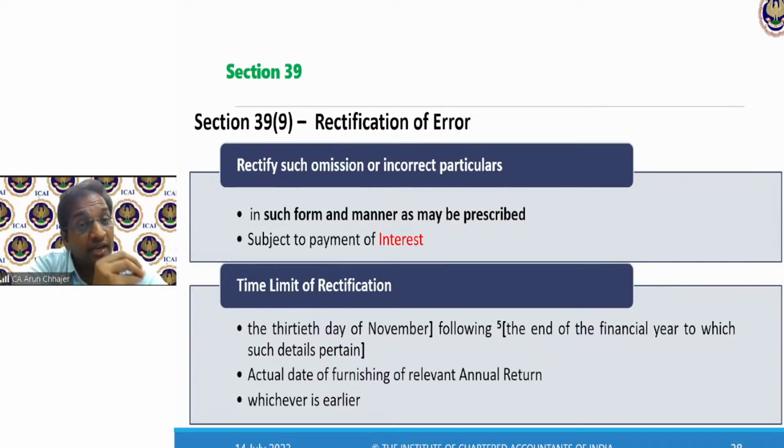But what is the last date to rectify the mistake? We are talking about section 39 GSTR 3B. What is the last date to rectify the mistake? They are saying 30th November or annual return, whichever is earlier.